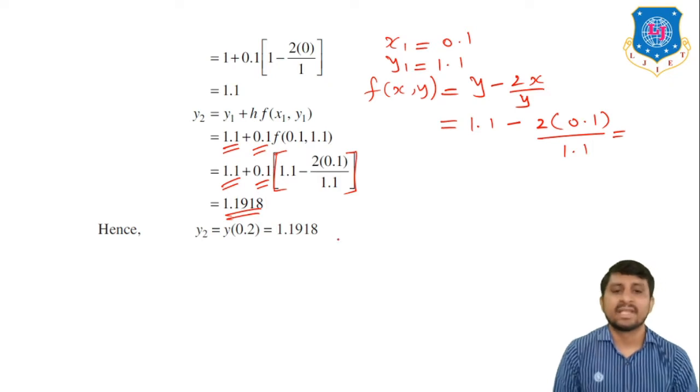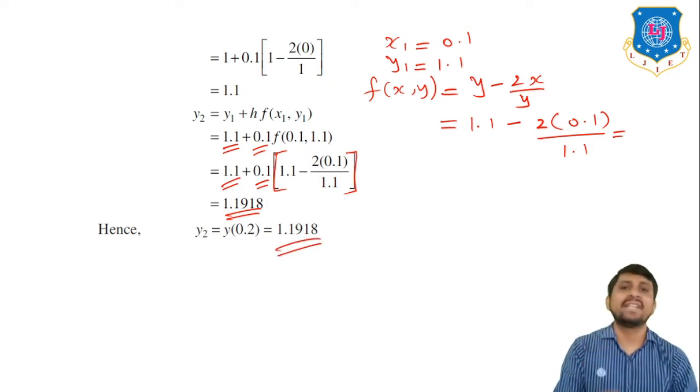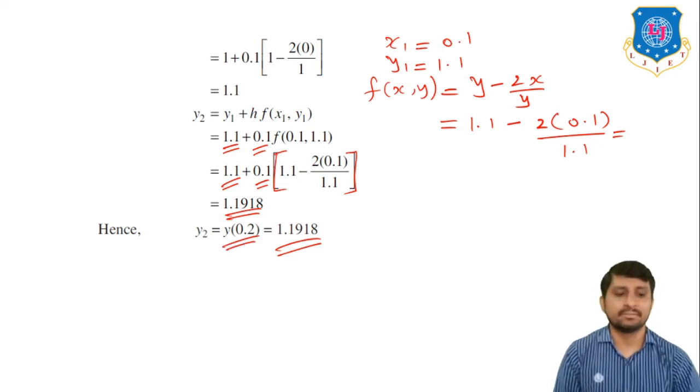Clear? So the final answer y2, the second approximation, is the value of y at x equal to 0.2. That's why we write y of 0.2 is 1.1918.